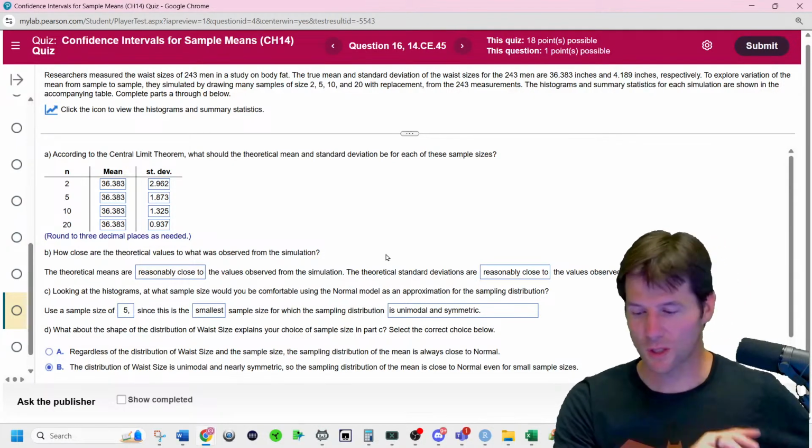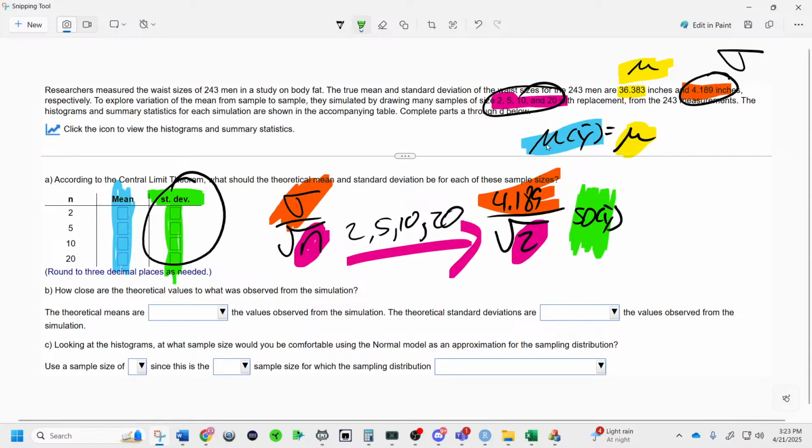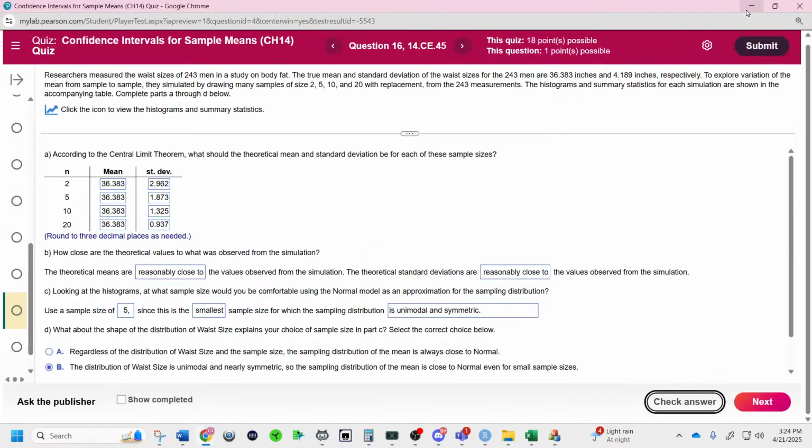So we've got it all mapped out here on how we solved it. The expected sample mean is equal to the mean, and the standard deviation of the sample mean is equal to this. So we've listed it all out, and the simulations then show reality.